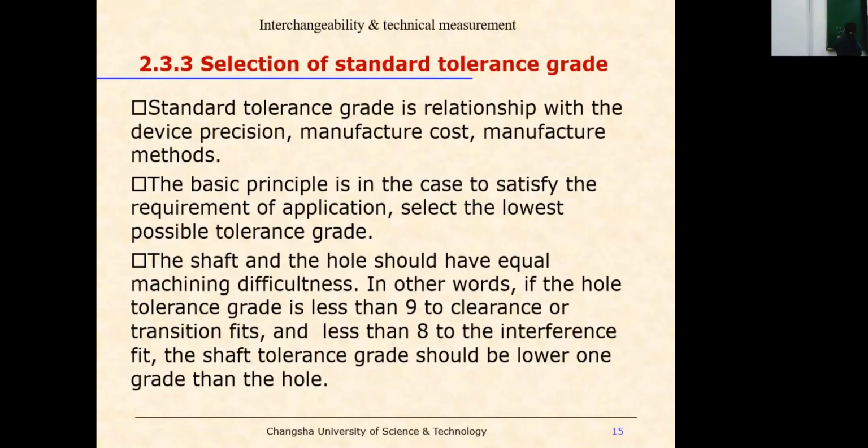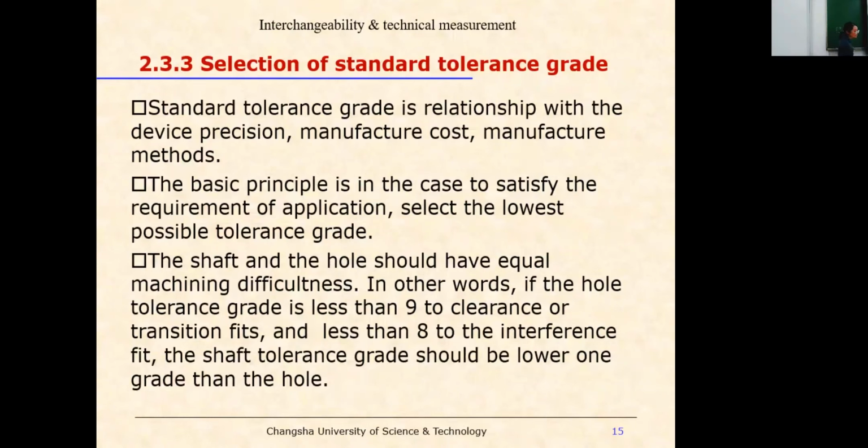You don't need to make a hole at IT9 and a shaft at IT1. It's not meaningful, right? Because this is a machining procedure that needs extra cost, mostly manufacturing cost, right? So usually the hole and the shaft have the same grade.